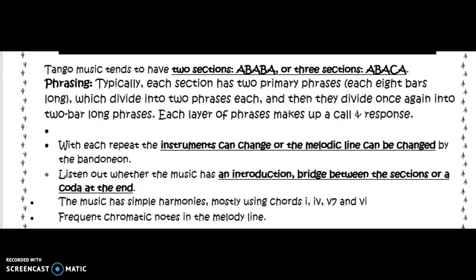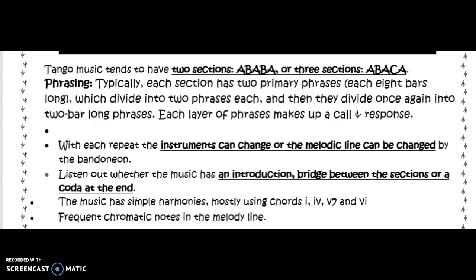The phrasing, typically each section has 2 primary phrases, each 8 bars long, which divide into 2 phrases each. So it's quite balanced, and then they divide once again into 2 bar long phrases. That's not important for the examination, but it's interesting to hear. Each layer of phrases makes up a call and response. So that's an African influence. With each repeat, the instruments can change, or the melodic line can change. So they like the changes.